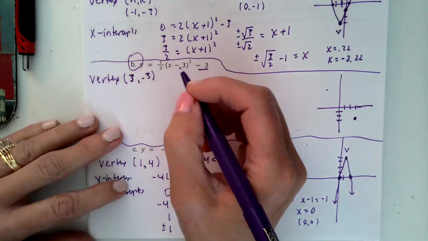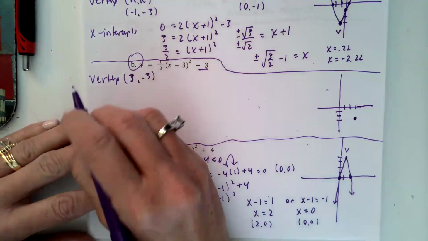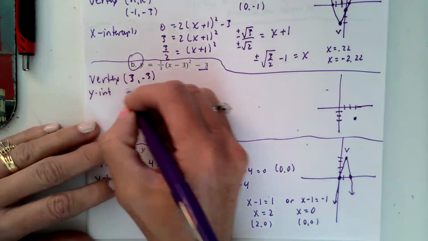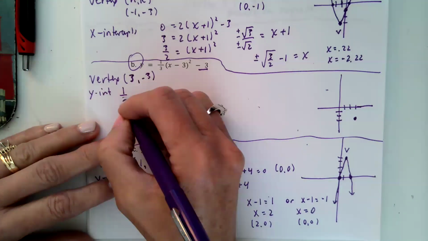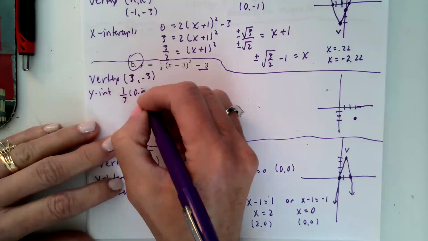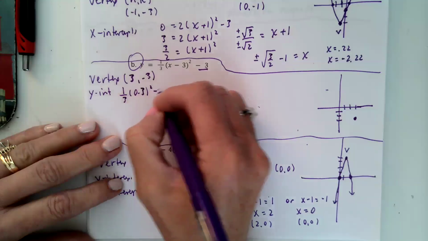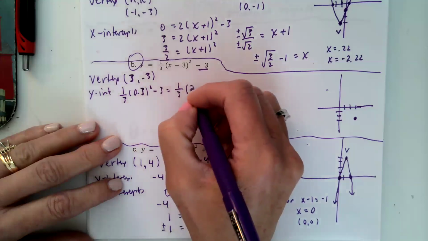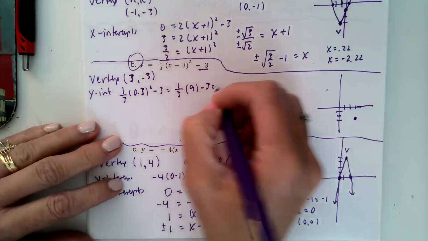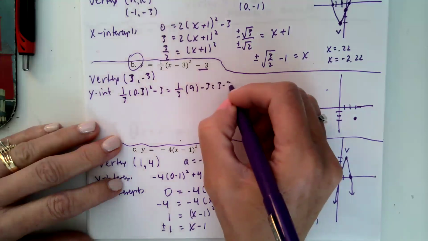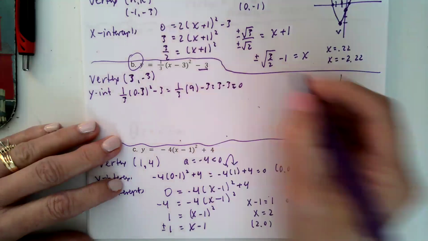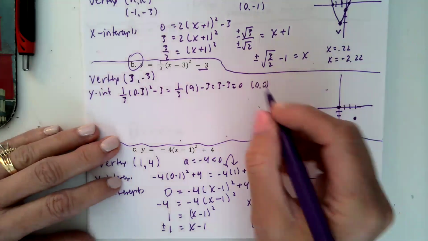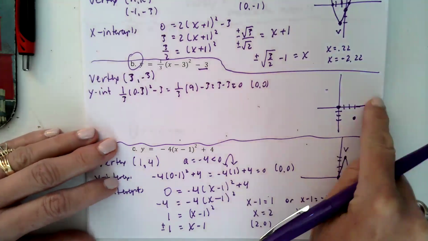Okay. And our y-intercept is when we put 0 in for x. 0 minus 3 squared minus 3 equals 1/3 times a negative 3 squared is 9 minus 3 is 3 minus 3 is 0. So we're at the point 0, 0 is our y-intercept. So that's also one of our x-intercepts. We just have to find the other one.